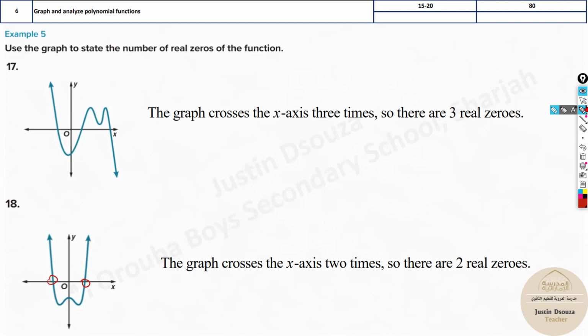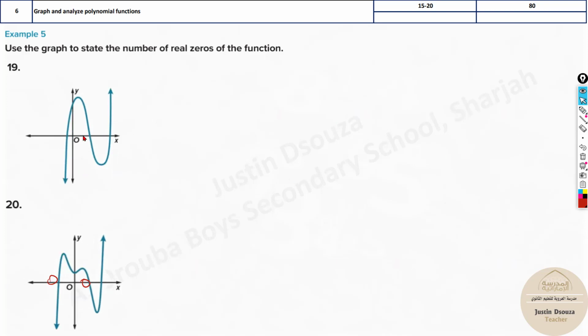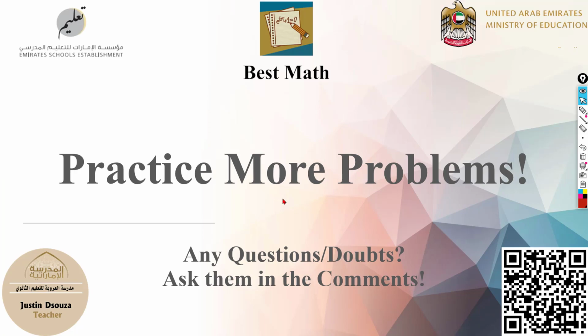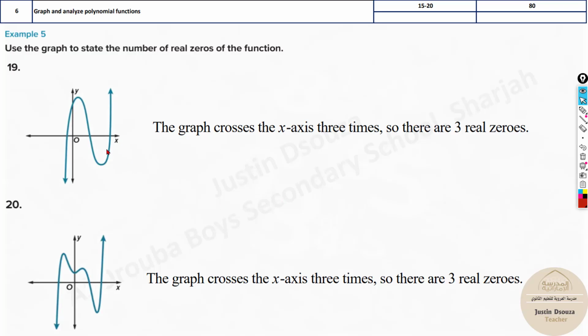Here there were 3 points. And here 1, 2, 3. Here it is 1, 2, 3 again. 3 and 3. And okay, that's it. It's such an easy problem. I hope you're clear with this.